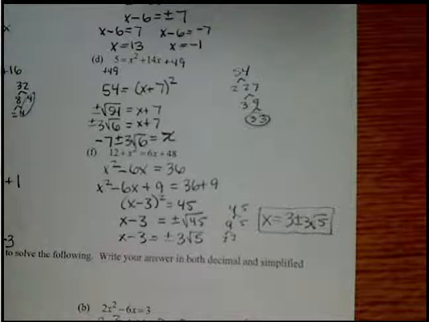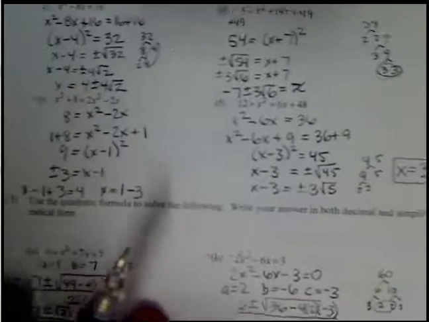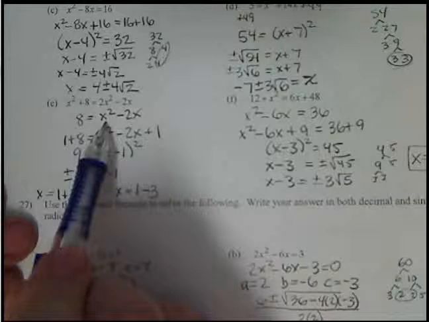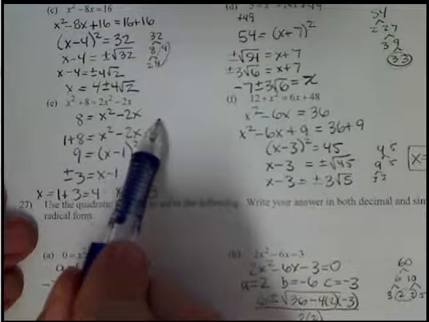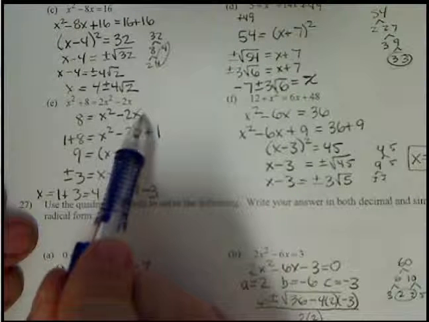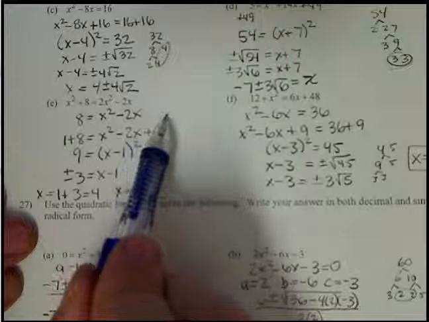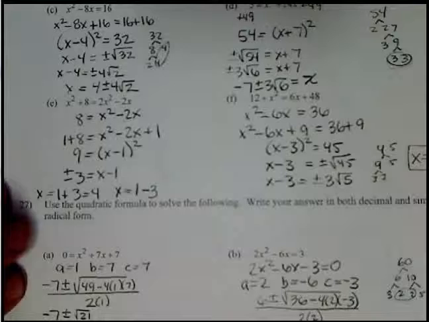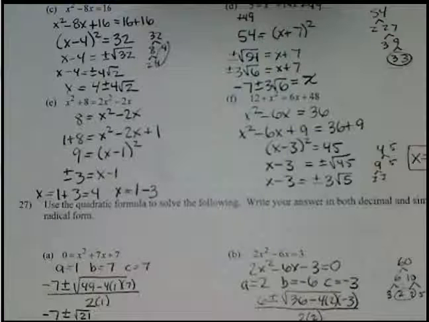Okay, when you get to E and F, they're not in the correct format. So I've got to move it so the x's are on one side, the numbers on the other. So I subtracted x squared. I got x squared minus 2x. Now these guys are by themselves. Put the number on the other side. Half of negative 2 is negative 1. Squared is plus 1. So I got 9 is equal to x minus 1 squared. Take the square root. I have plus or minus 3 is equal to x minus 1. Add 1. I got 1 plus 3 is equal to 4. 1 minus 3 is equal to negative 2.